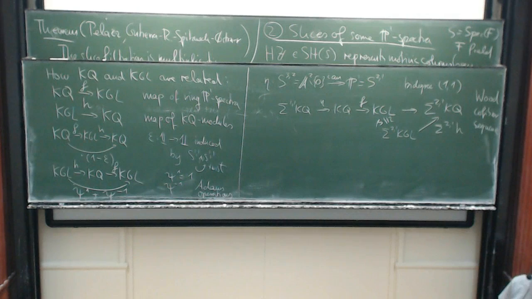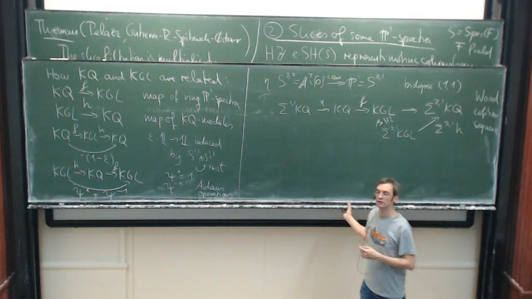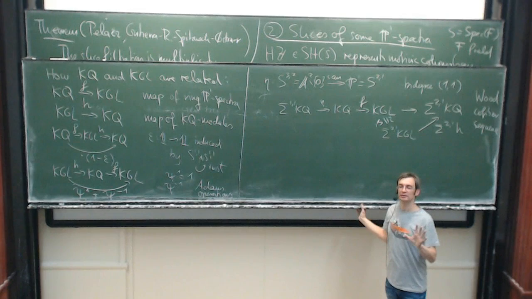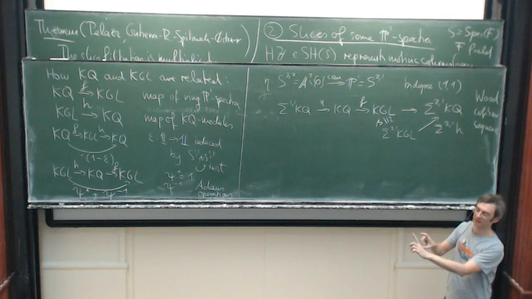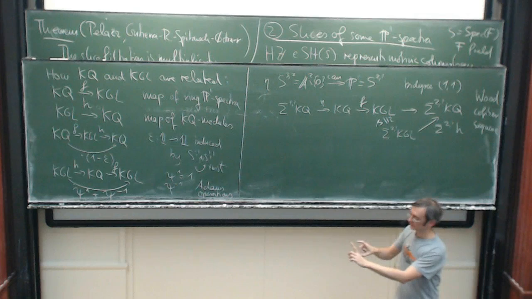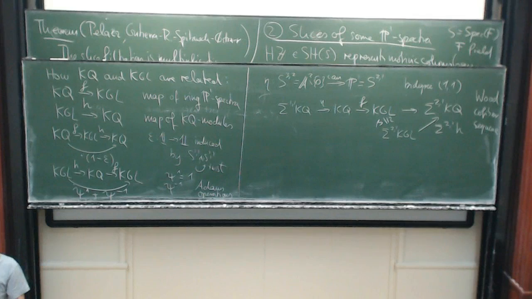The complex points of KQ gives you KO. Any guesses? No. Any guesses? The thing is, I didn't describe the structure map for KQ, but it gives you the multiplication by two map. And this gives you KO with two inverted, the real points. Do you want me to write this down? Yeah? Okay.